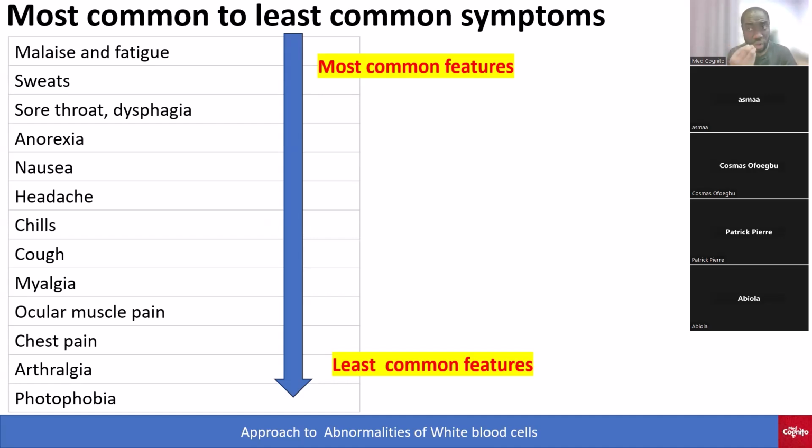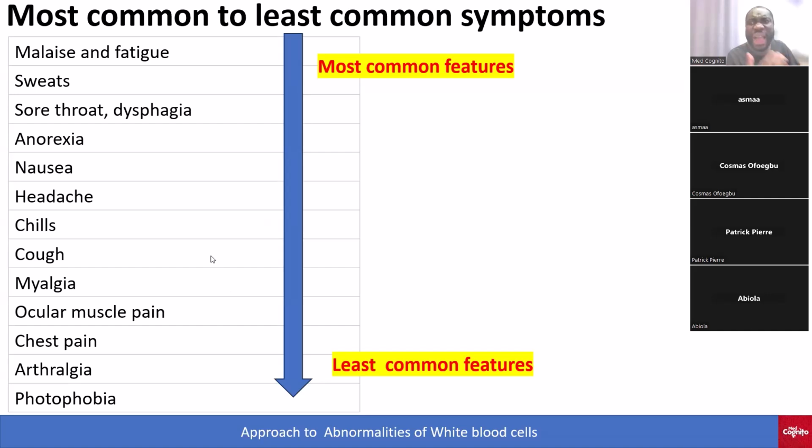But then, especially because I want to make reference again of the nature of the exam, which is about to change. Remember that a patient with infectious mononucleosis can have malaise, fatigue, sweats, sore throat and dysphagia, anorexia, nausea, headaches, chills, cough, myalgia, that is body pains, right? Ocular muscle pain, that is eye pain, chest pain, arthralgia, and then they can also have photophobia.